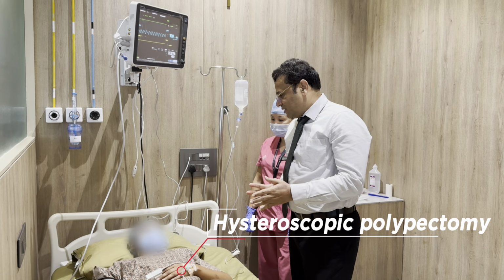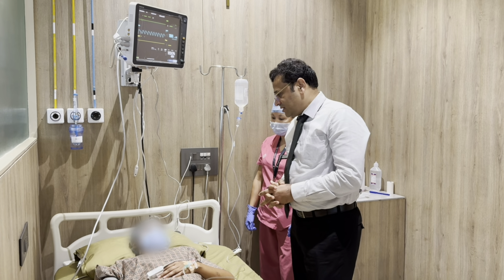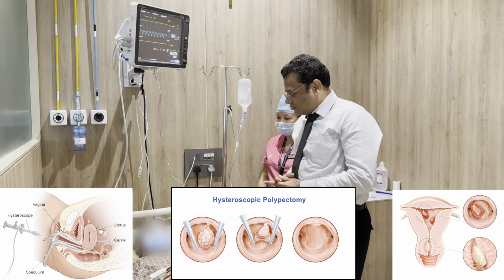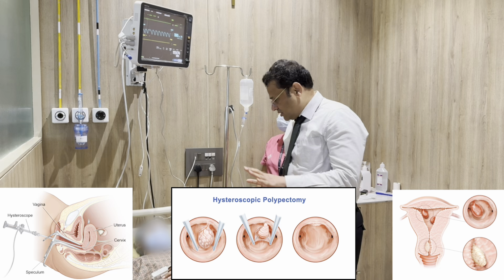We will be doing hysteroscopic polypectomy today. This is a procedure which we are doing for enhancement of your fertility. Polyp is the reason for not having pregnancy, so we are going to remove this polyp. There won't be any cut on your body.